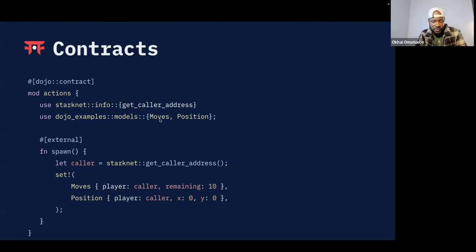So again, you import these external libraries here. In this case, this one is Dojo example, which is importing your models here. And then you have a function here where you're getting the caller address, and then you're updating the value of this model, which is the move model or the position model in this case.